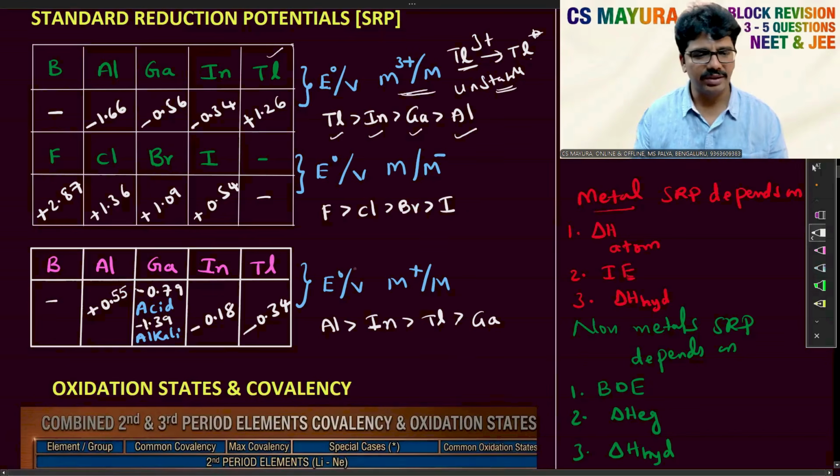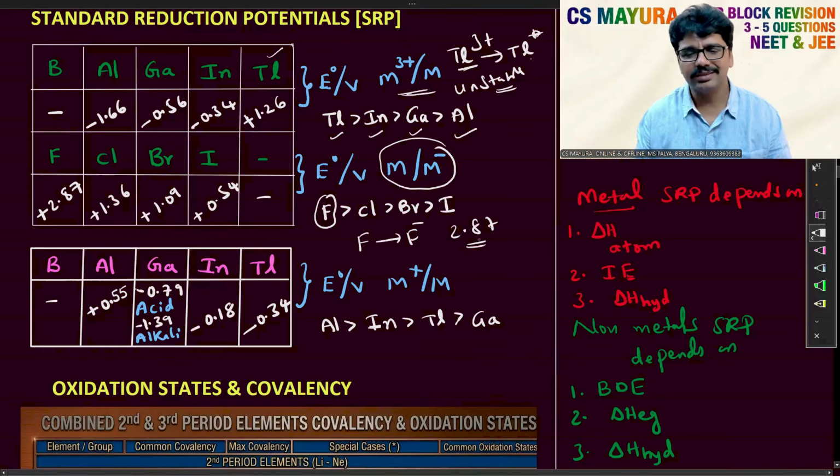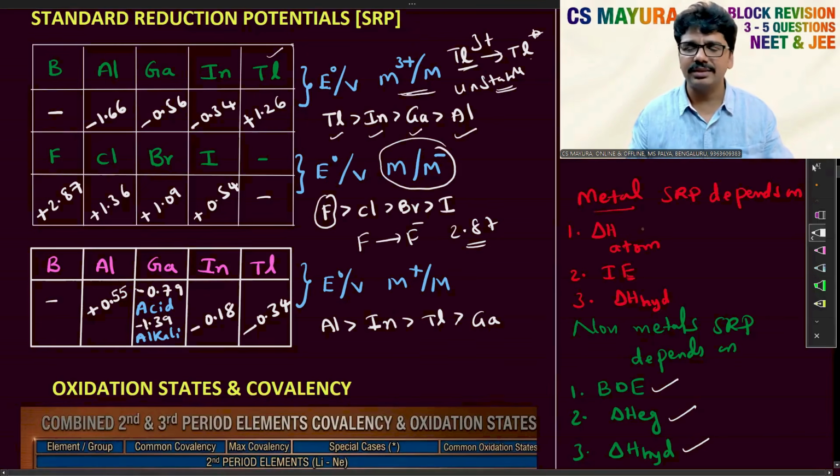Next, halogens. These are non-metals. Highest SRP is for fluorine. And what is the SRP? M to M minus 1. So fluorine to F minus, the SRP value is 2.87. This is the highest SRP among all elements. Lowest SRP is lithium, highest SRP is fluorine. These SRP values for non-metals depend on bond dissociation enthalpy, electron gain enthalpy, and hydration enthalpy. For metals, it depends on heat of atomization, ionization enthalpy, and hydration enthalpy. The resultant value is SRP.